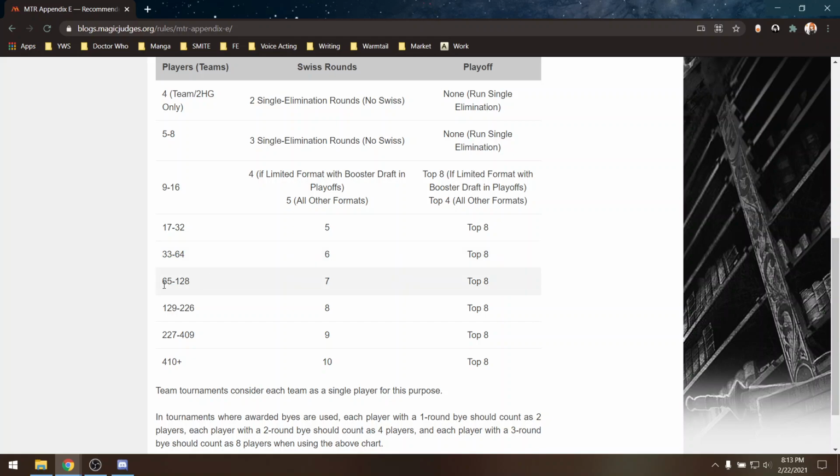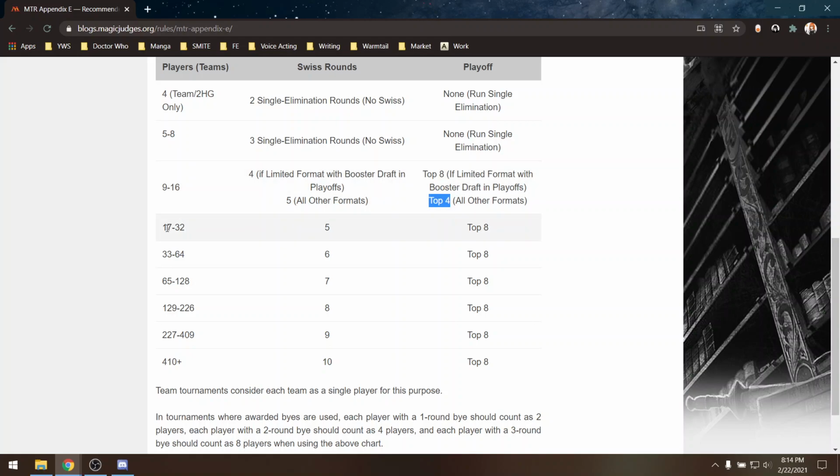I can't say that I've ever seen a league where we hit over 64 players, so you're generally not going to hit 7 rounds. Usually it's either 5 or 6. If you are running a 9 to 16 player tournament, I think we generally aim for at least 14 players before we're ready to fire a league. So you're going to have around 12 to 16 players. You'll have a 5-round league, and then a cut to top 4.